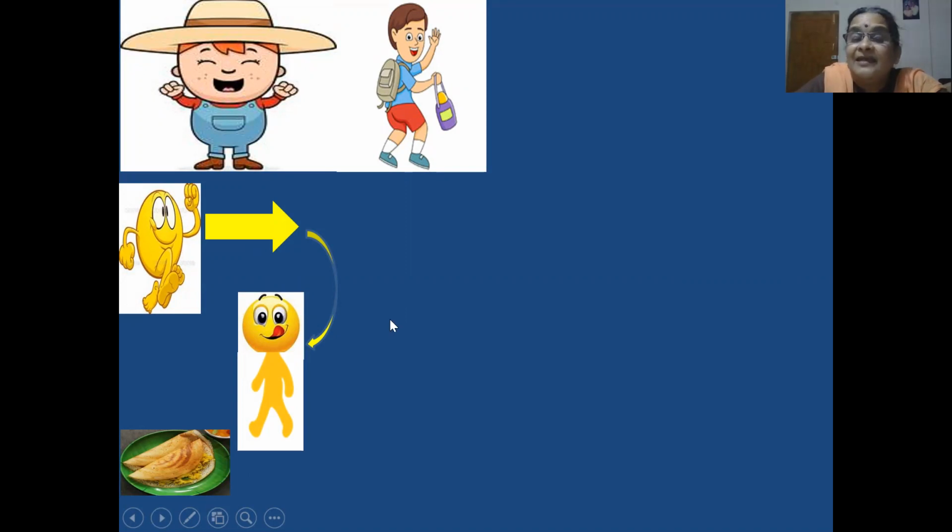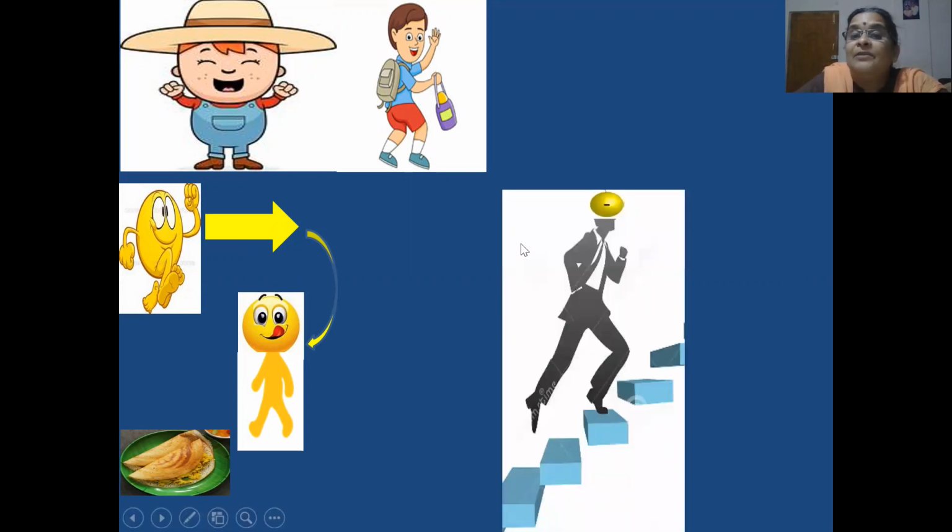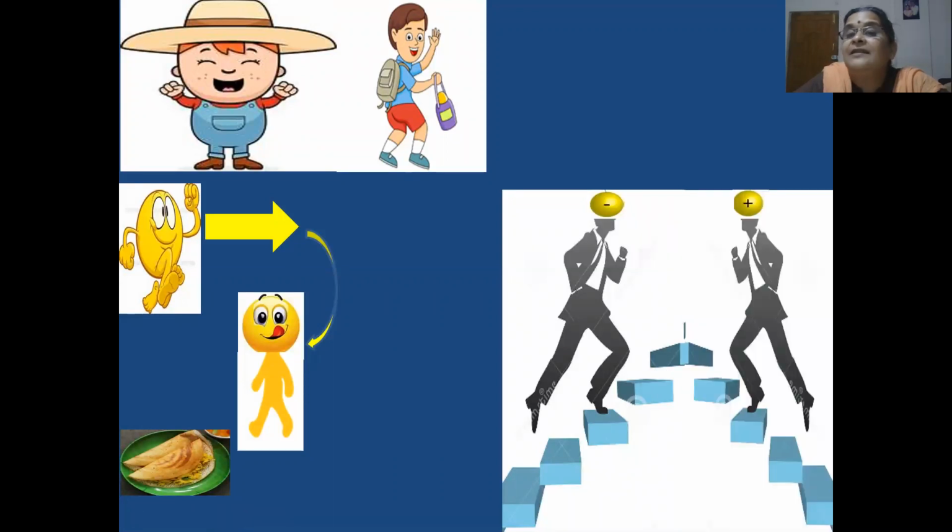Then I will show you another set of pictures. See here, for example, this is a personification of a negative number. If it is added to its counterpart on the other side of the number line, that is the positive number, then both of them added will give you a 0. That means they actually destroy each other.